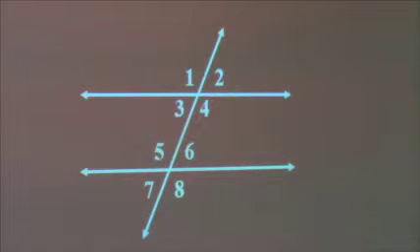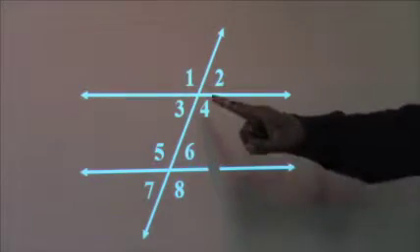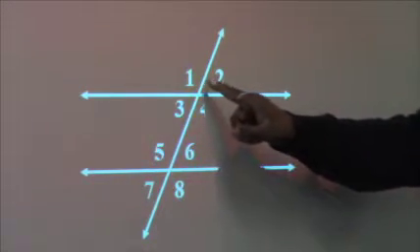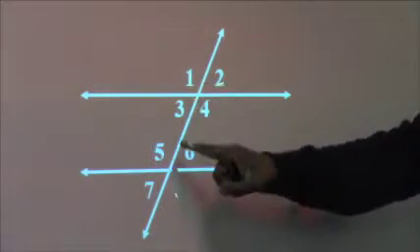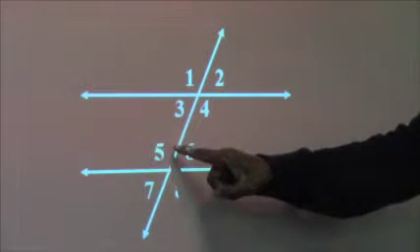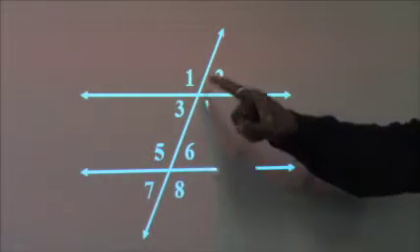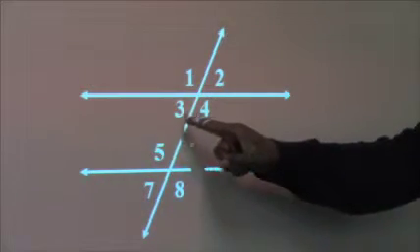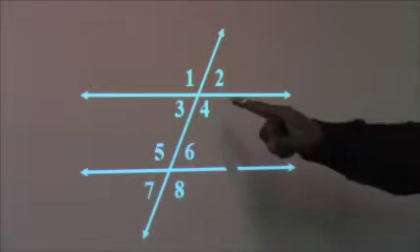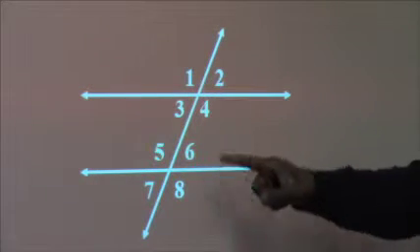We can also see what we call corresponding angles. Corresponding angles are angles that are in the relatively same position with respect to the lines that are cut by a transversal. For example, angle 1 is on top of this line and on the left of the transversal, as angle 5 is above and on the left of this line. So angle 1 and 5 are corresponding angles. 3 and 7 will be corresponding angles, 4 and 8, and then 2 and 6.